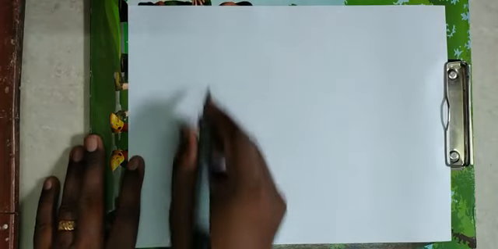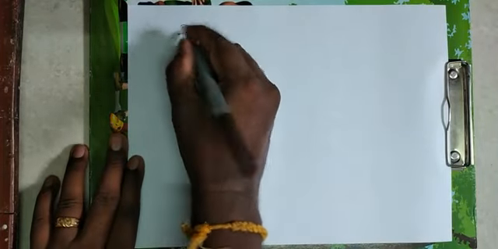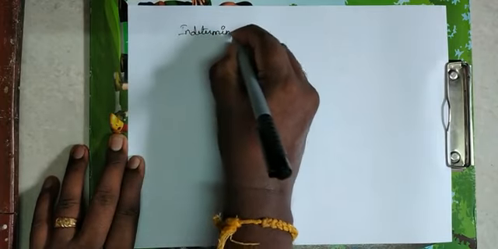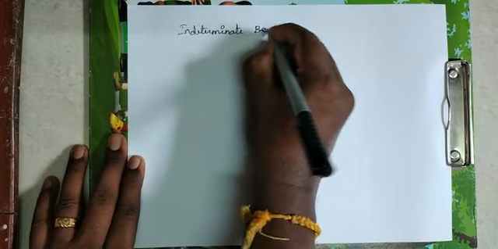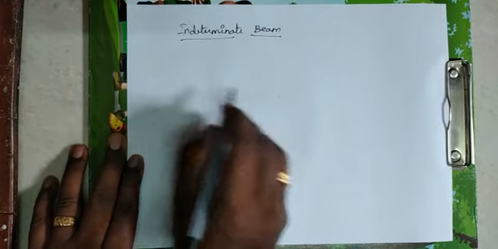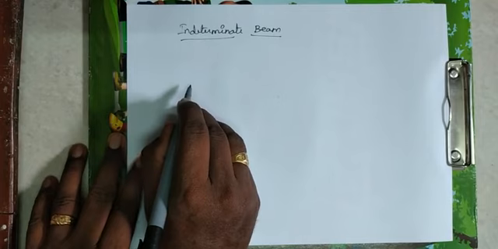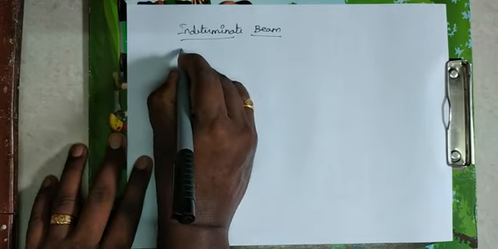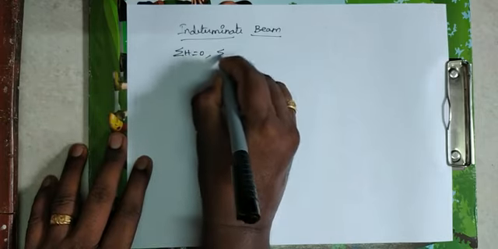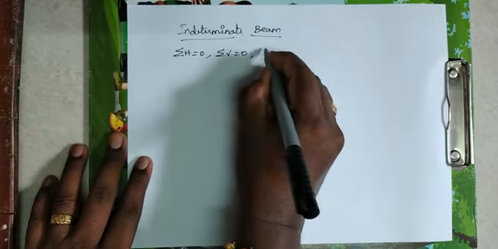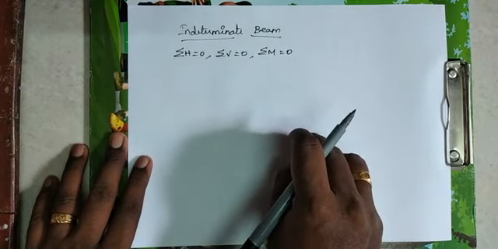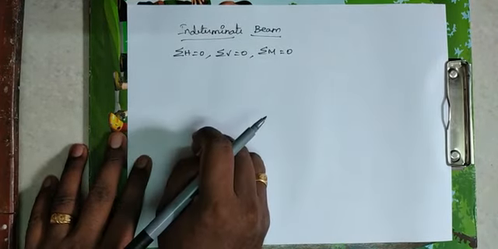Good morning, all. Today we are going to see indeterminate beam. An indeterminate beam is a beam in which the support reactions cannot be found out by using three equilibrium equations, that is sum of H equal to 0, sum of V equal to 0 and sum of M equal to 0. Then that beam is called indeterminate beam.